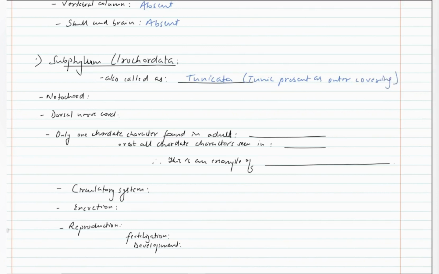Now notochord, it is present only in the tail of larva, hence the name Urochordata, because the notochord is present only in the tail of larva, and in adults notochord is absent. Again, the nerve cord is also present only in larva and it is absent in adults.